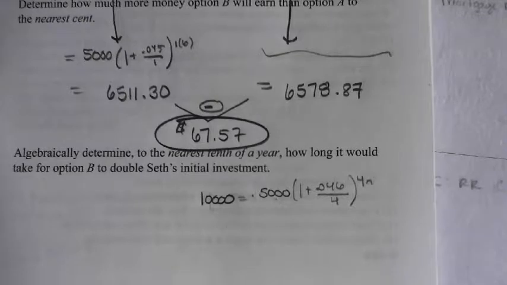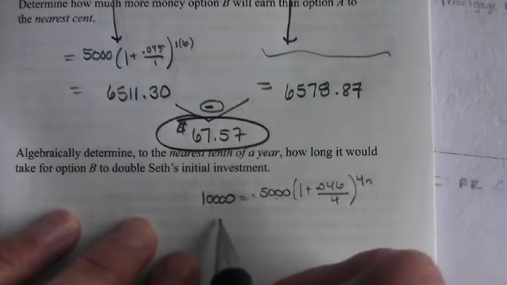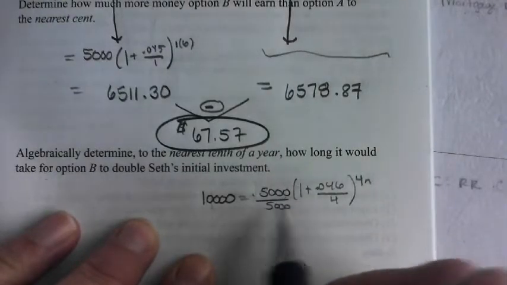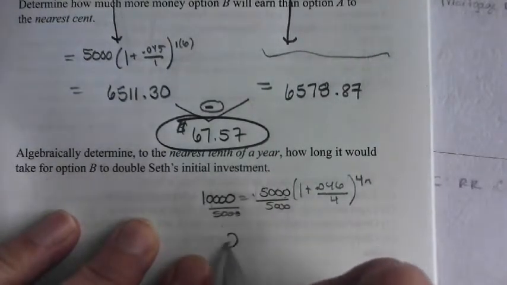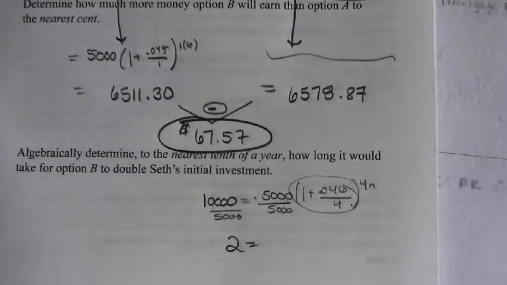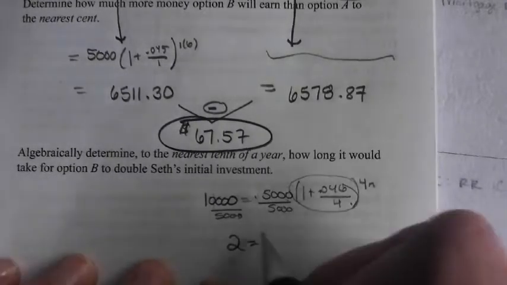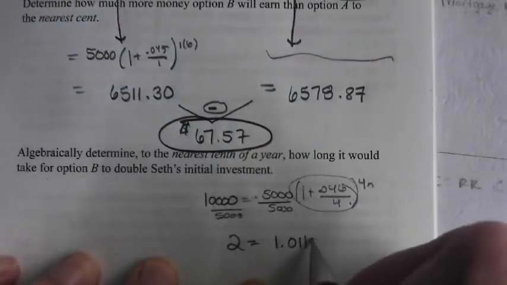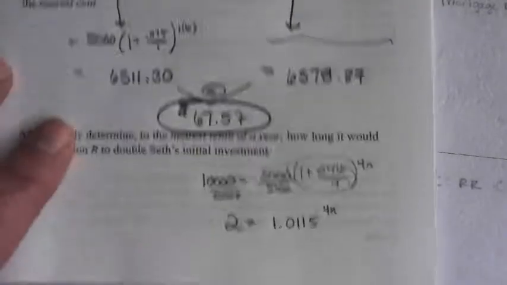So now we can actually solve it because we only have one variable. So divide your 5,000 over. It's going to give you 2 equals. I'm going to figure out what that decimal is. 1 plus 0.046 divided by 4 is 1.0115.